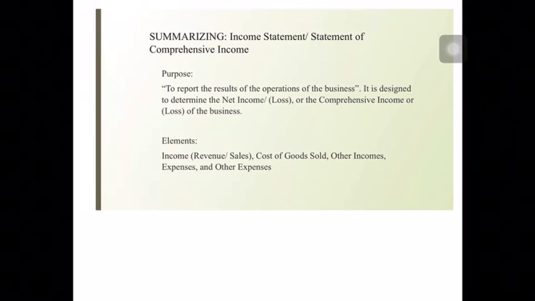Okay, in the same way as how we explained other incomes, expenses that are incurred not in the regular course of the business shall be considered part of your other expenses account. So do not forget those elements, because these are the very same elements that you are going to use in preparing an income statement or statement of comprehensive income.